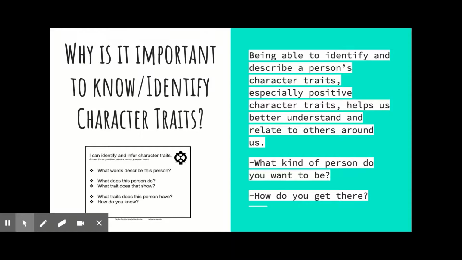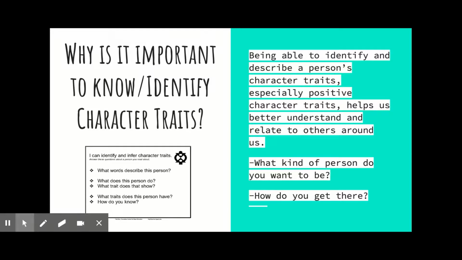Why is it important to know and identify character traits? Well, being able to identify and describe a person's character traits, especially positive character traits, helps us better understand and relate to others around us. So when you're reading a story or when you're interacting with people, you can observe what they do, what they say, and what they think. And that is how we determine their character traits, through observation.